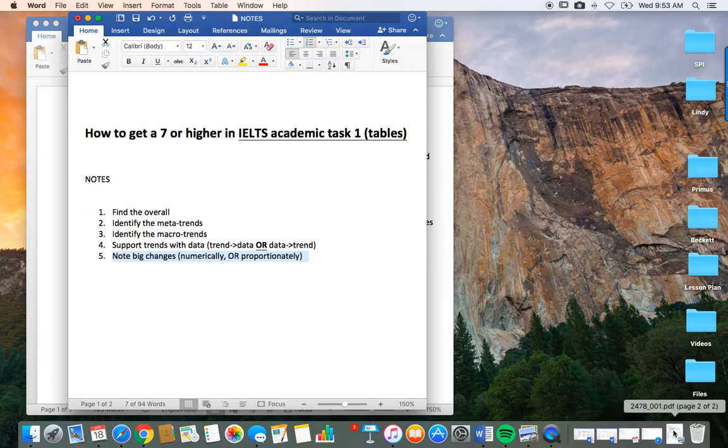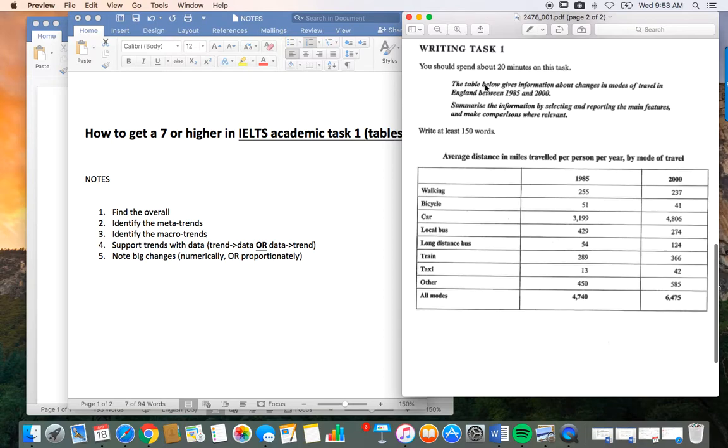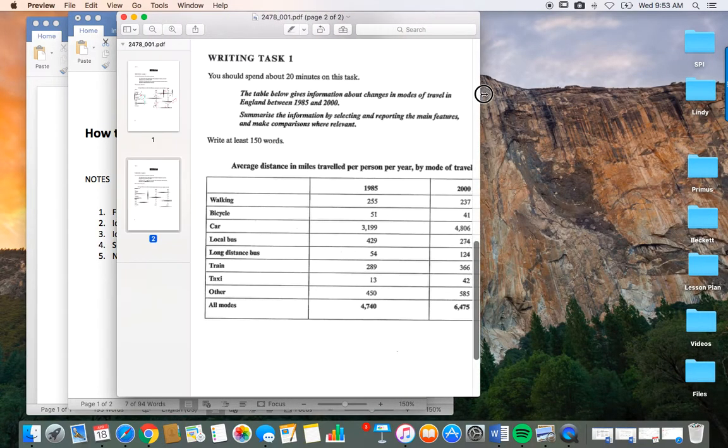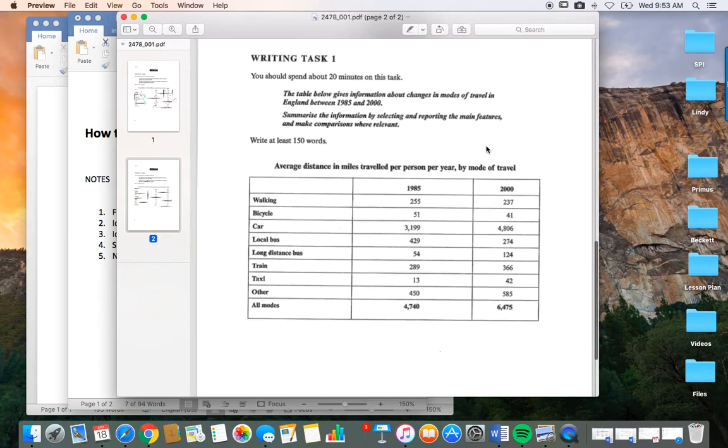All right, let's take a look at the task. This is an official IELTS piece of text. There it is. I want you to pause the video. Please pause the video. More important than anything is that you practice. So please pause the video and look at the data and make some notes.